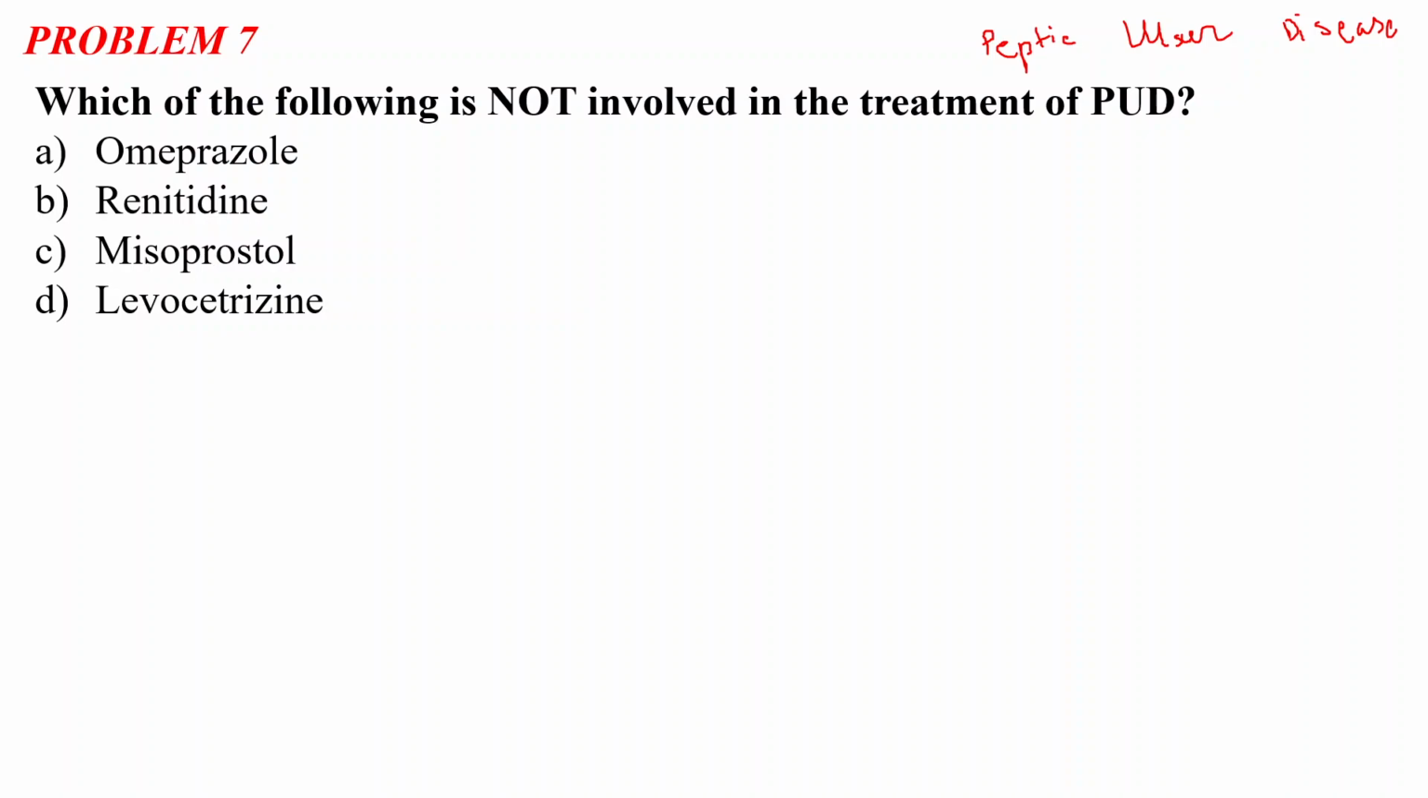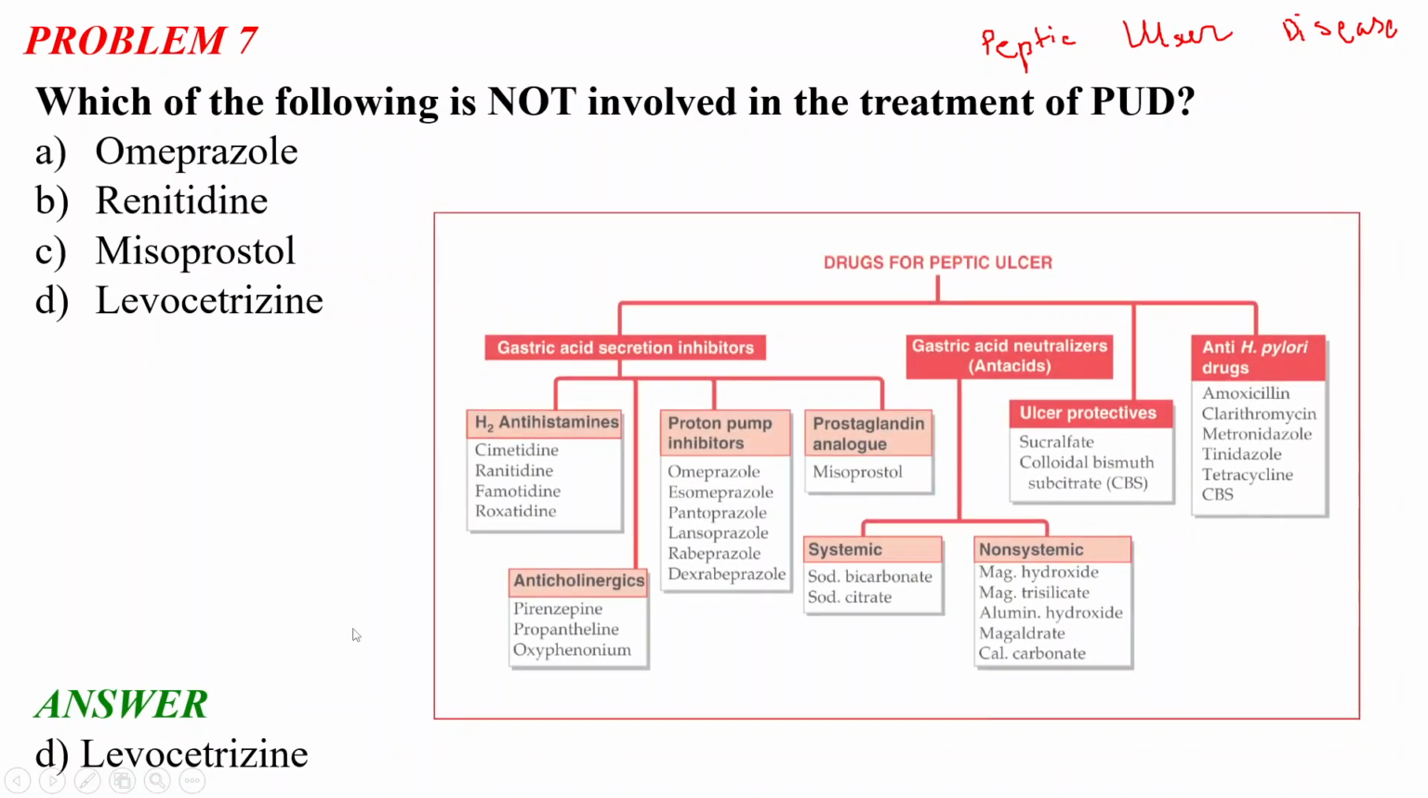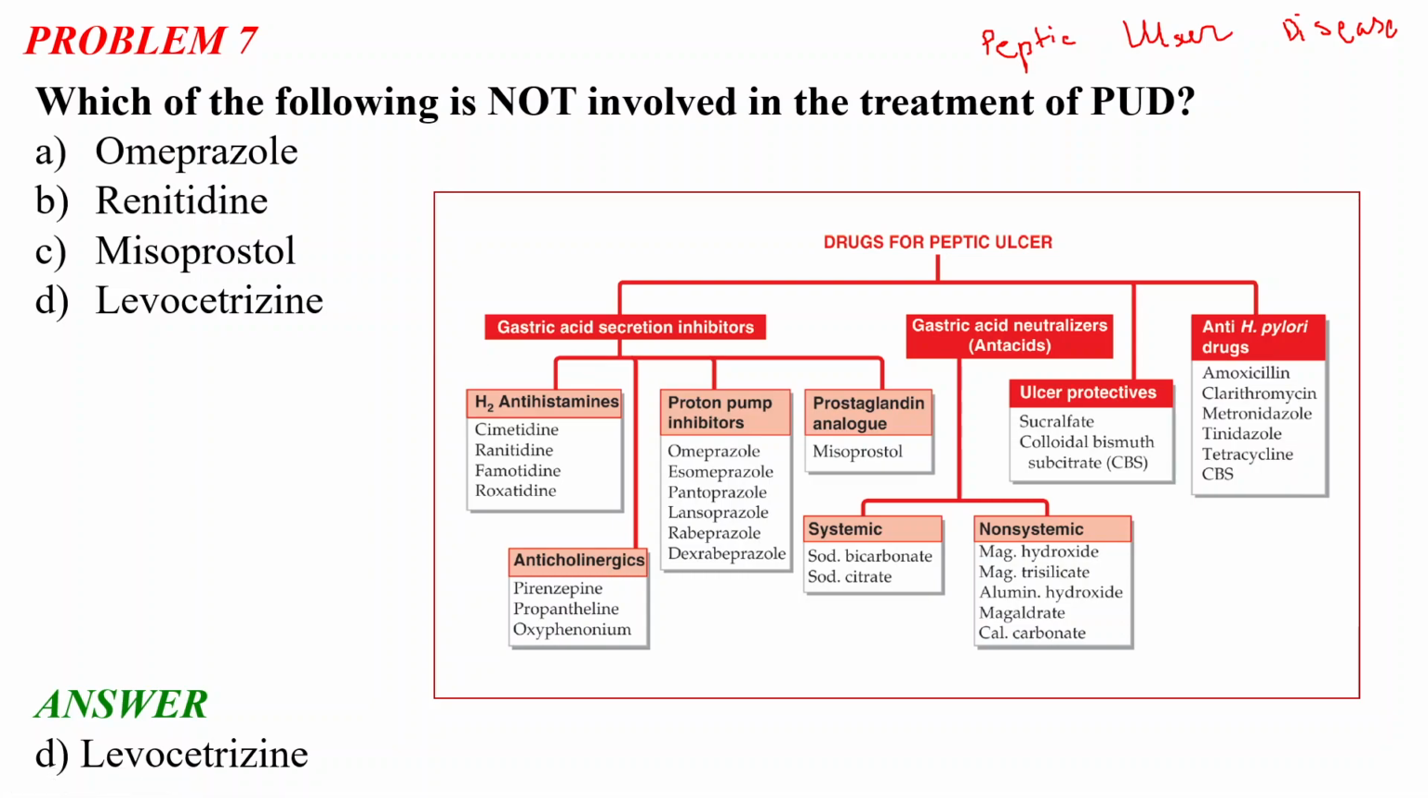Okay. So, let us see the answer first, then we will discuss it. The correct answer is number D, levocetirizine. Actually, levocetirizine is not a drug for the peptic ulcer. Levocetirizine basically is used in allergies.